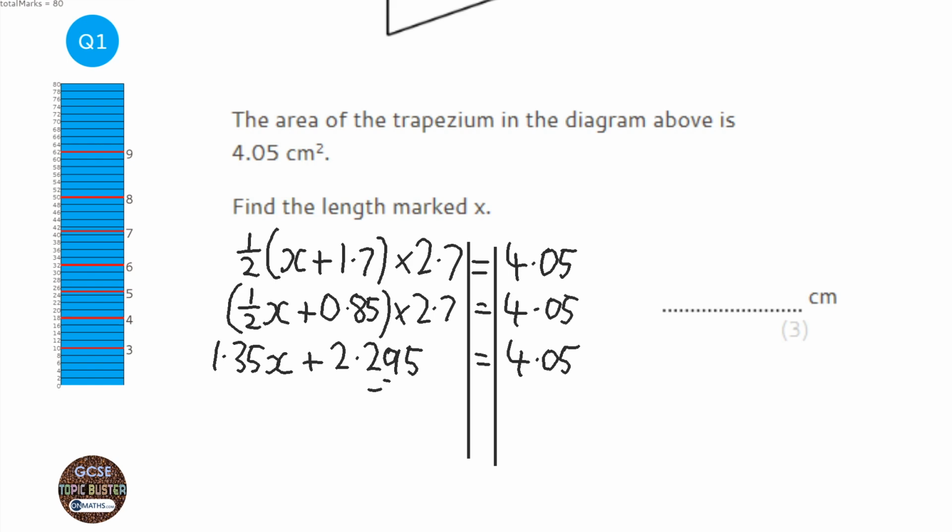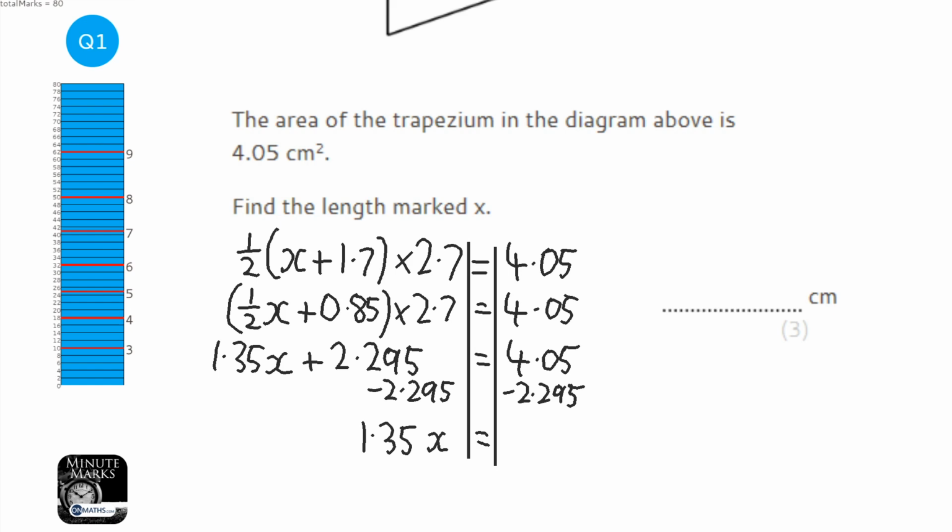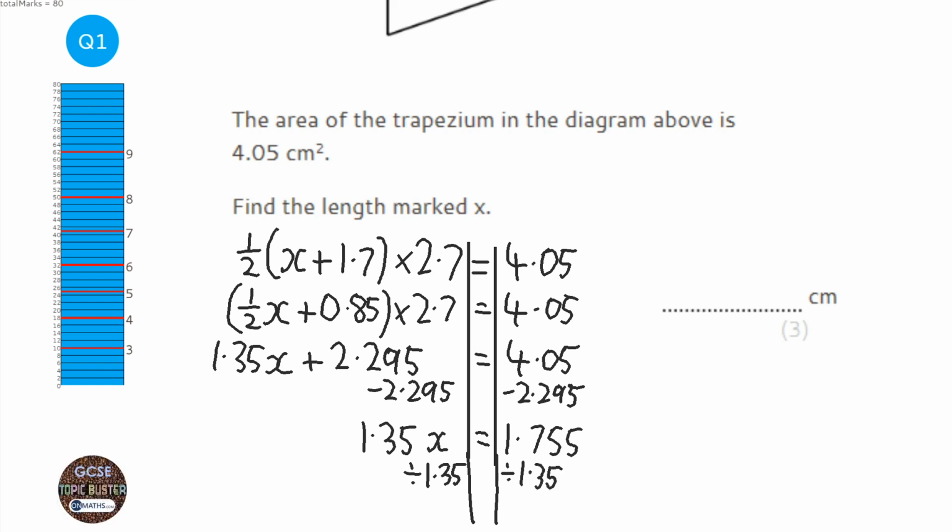So I'm going to take away the 2.295 from both sides to get the x on its own. So 4.05, take away 2.295, and it gives me 1.755. Let's extend my lines a little bit. And we're going to divide by the 1.35 to get x on its own. So divide by 1.35, and it gives me the answer of 1.3.